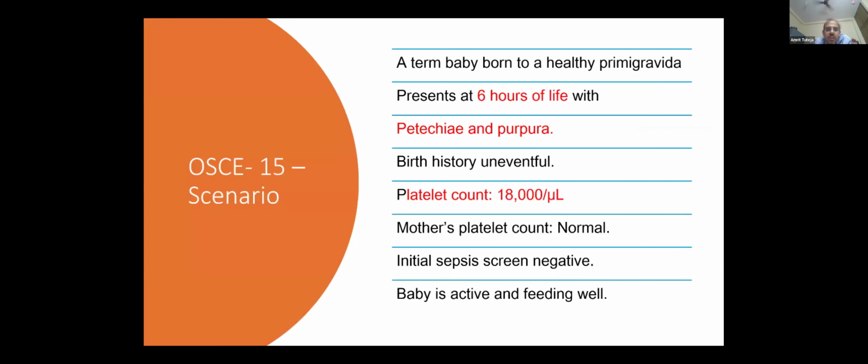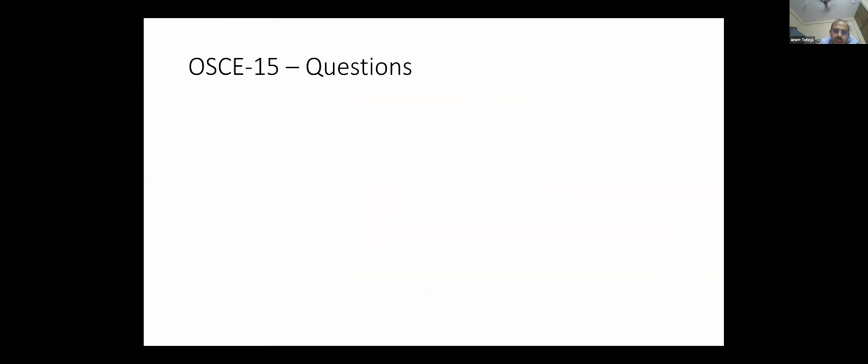So the next question on thrombocytopenia in neonate. At 6 hours of life, newborn was seen with petechiae and purpura. Platelet count is 18,000. Mother's platelet count is normal. The initial sepsis screen is negative, and baby is active and feeding well. So a well baby with platelet 18,000 with mother's platelet counts being normal at 6 hours. What is the diagnosis? Two differentials.